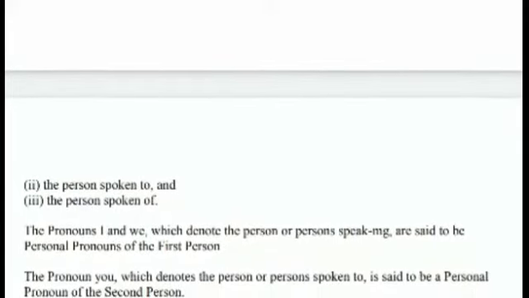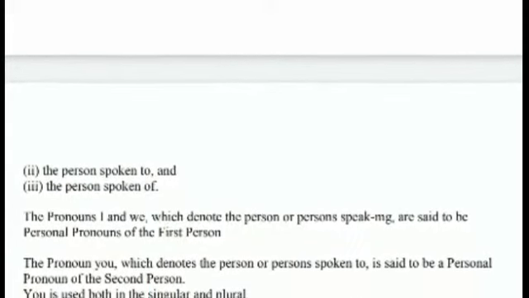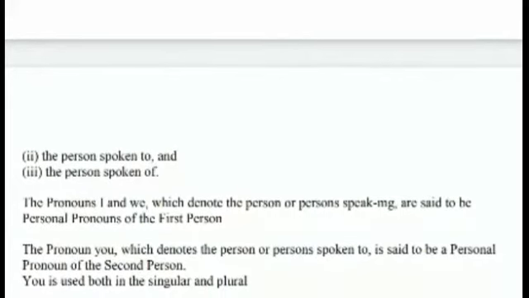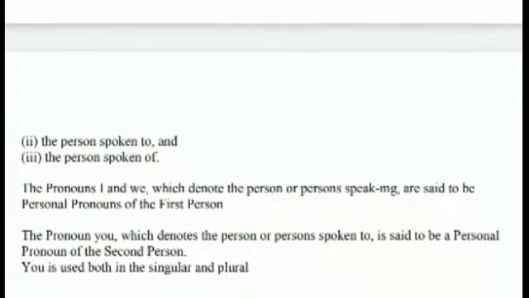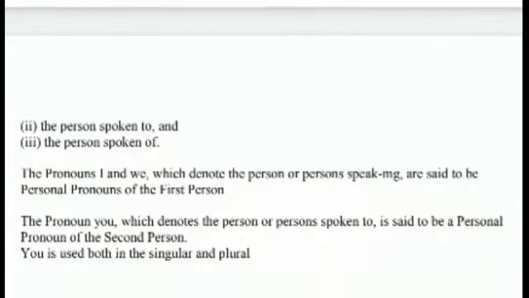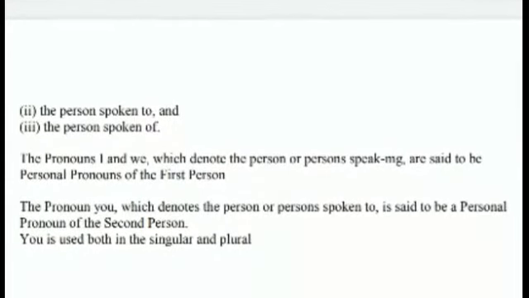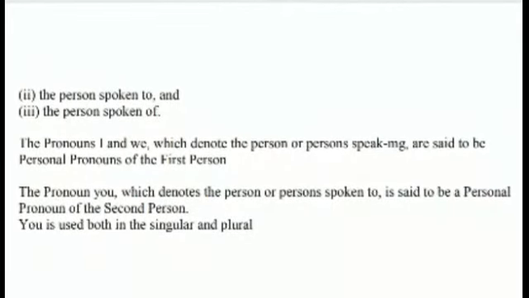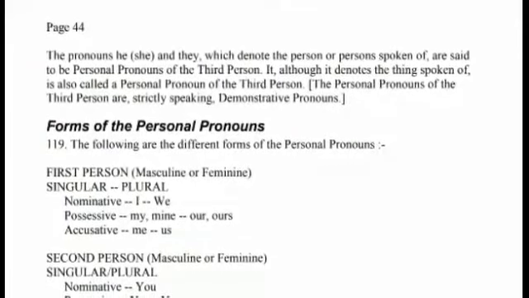And next, coming to third point, the pronouns he, she, and they, which denote the person or persons spoken of, are said to be personal pronouns of third person. It, although it denotes the thing spoken of, is also called a personal pronoun of the third person. So the personal pronouns of third person are, strictly speaking, demonstrative pronouns. Okay. Personal pronouns we discussed so far, that is first person, second person, and third person.